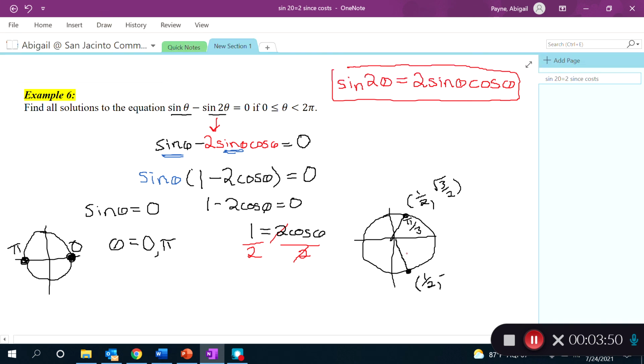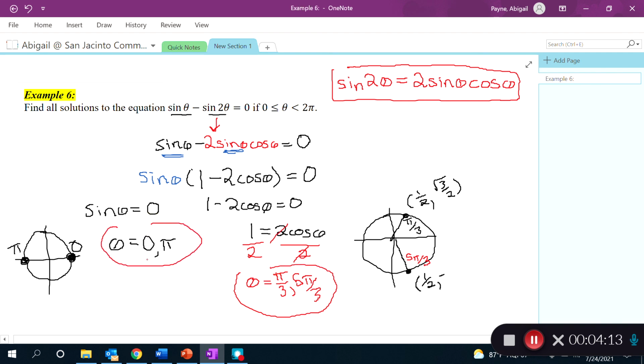This is at, what will this be? 5 pi over 3 radians. And so we get those two solutions to this equation over here. So either theta equals pi over 3 or theta equals 5 pi over 3. And so these 4 values are your solution set to this equation: 0, pi, pi over 3, and 5 pi over 3.